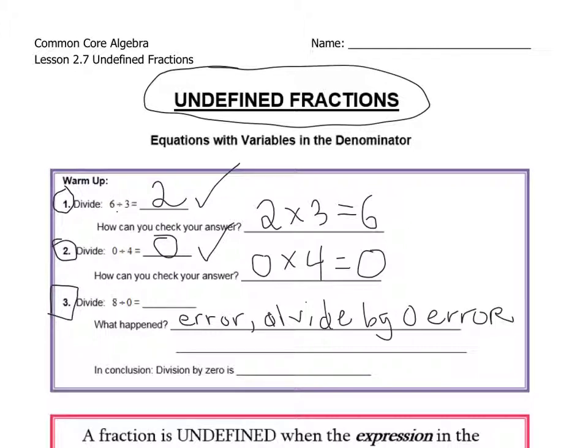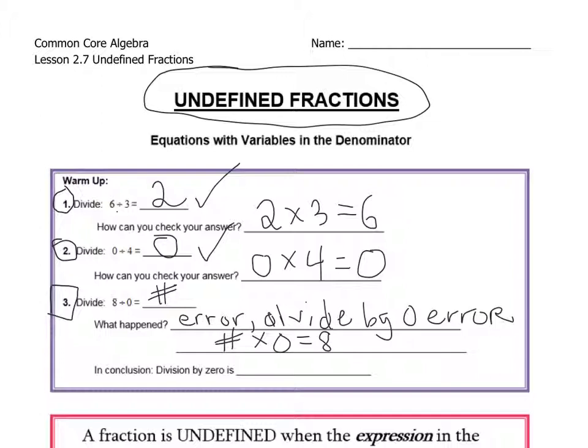Now, why does it do that? Why doesn't it give you an answer? Well, think about it. If 8 divided by 0 is some number, what would the check look like? Well, it would look like this. That number times 0 equals 8.